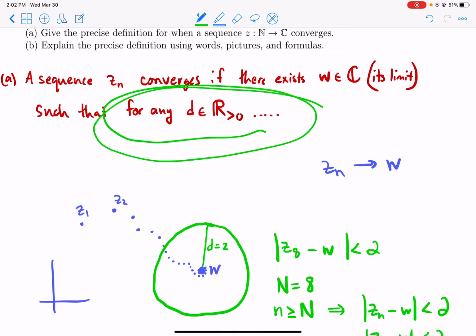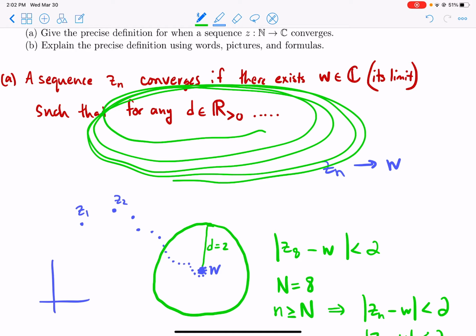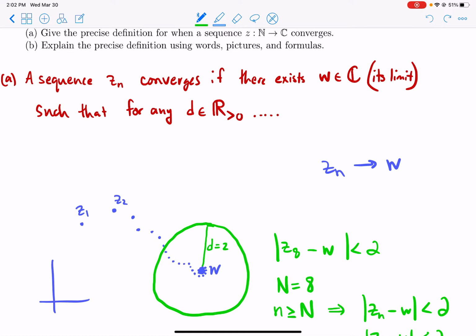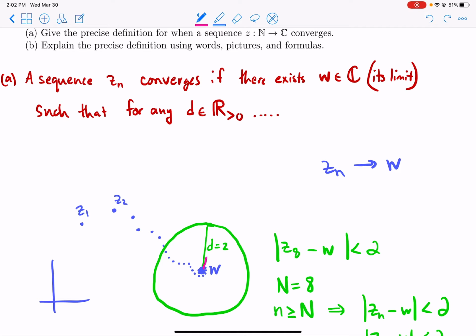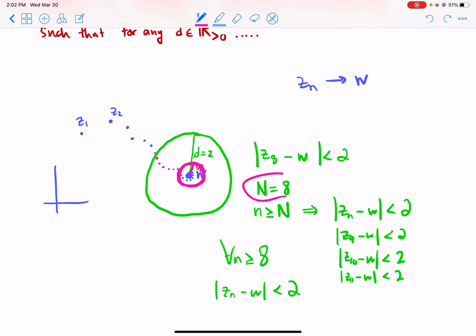Okay, but convergence is stricter. We need more than that. We need it for any distance. So in fact, I could choose a distance, like 1/2. I build a little ball of radius 1/2 around w, and now you see that z8 is outside that ball. So there needs to be some other cutoff: z9, z10, z11, z12, z13. It looks like 14 is a cutoff. So not n equals 8, but n equals 14.